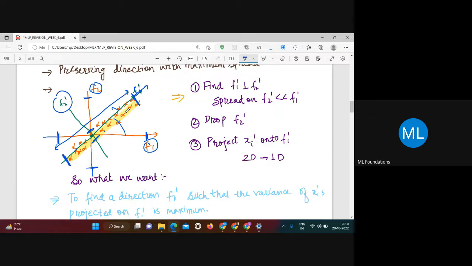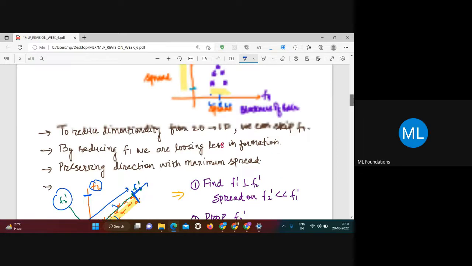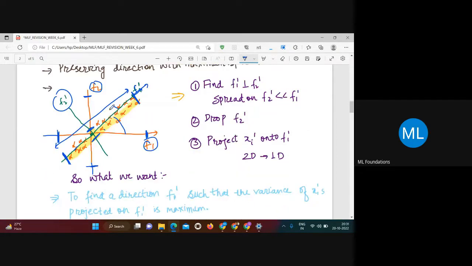So this becomes the same case as the blackness of the hair. This feature F2 dash becomes the blackness of the hair, and F1 dash becomes the height of the person, and I need to predict something. So here also I need this direction. F1 dash I'll keep, F2 dash I'll just remove. So here also I converted from 2D to 1D, right? So this is what PCA does. If you have any doubt till now, you can ask me.